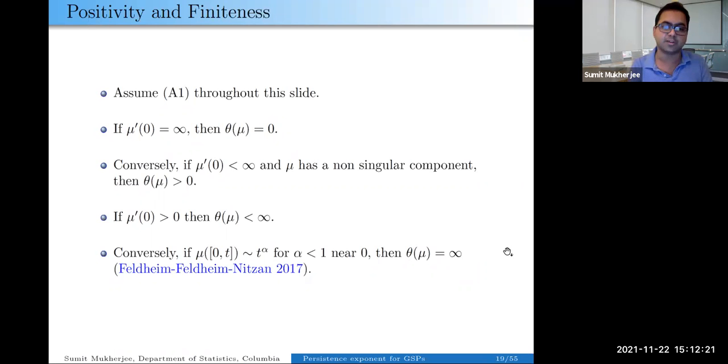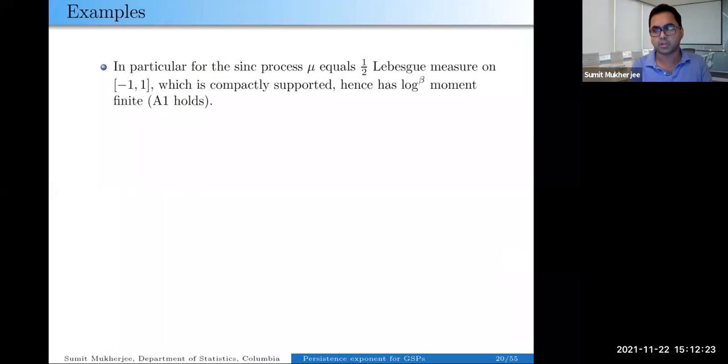There's no if-and-only-if characterization at this point. But if you assume an absolutely continuous component, we know a lot more. So, what type of measures satisfy our conditions? Let me try to explain. Let me try to claim that there are a lot of measures which satisfy our conditions.